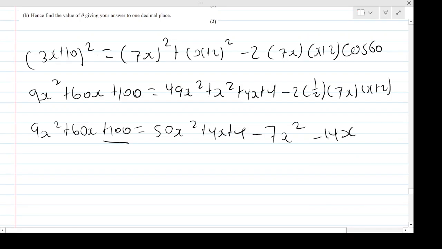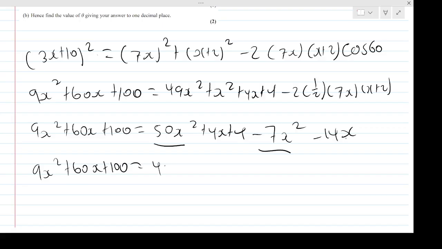Okay, then I'm going to collect all the like terms, right? So I'm going to get 9x squared plus 60x plus 100 on the left. On the right, 50x squared take away 7x squared is 43x squared. Then I'm also going to have 4x take away 14x, which will be minus 10x. And then I have the plus 4. Okay, cool. So that's simplified.